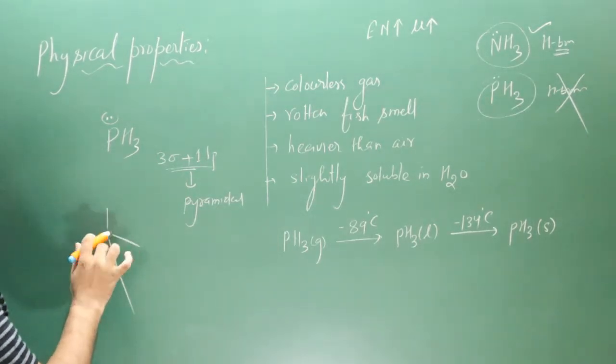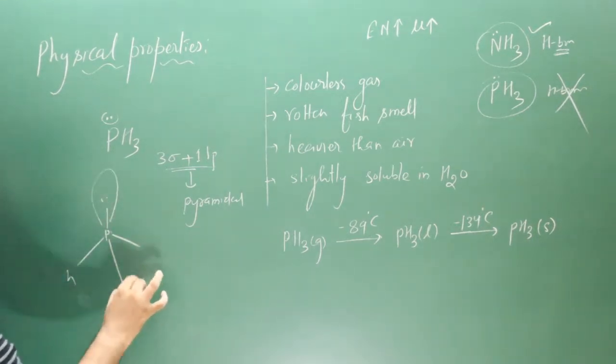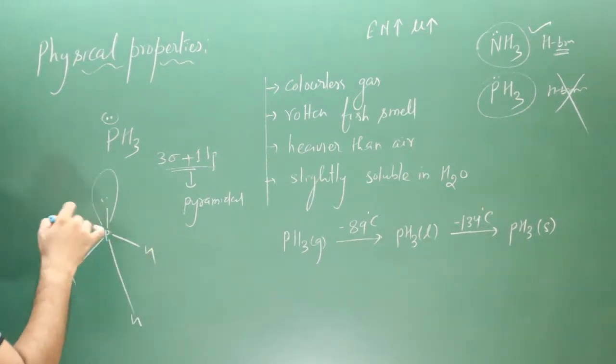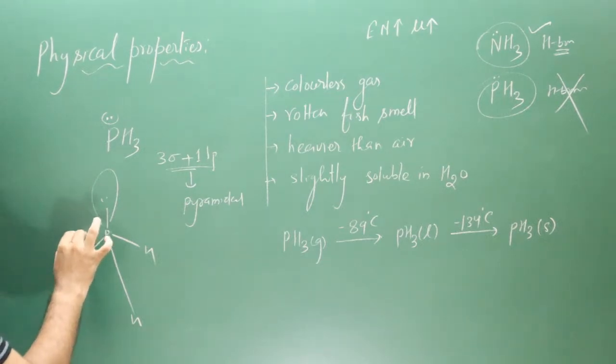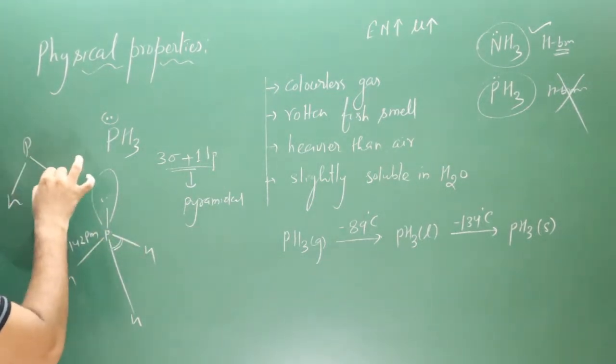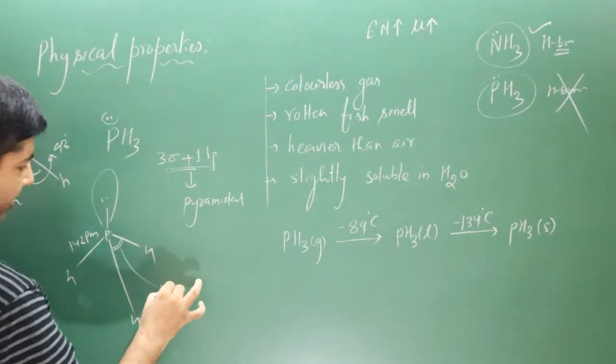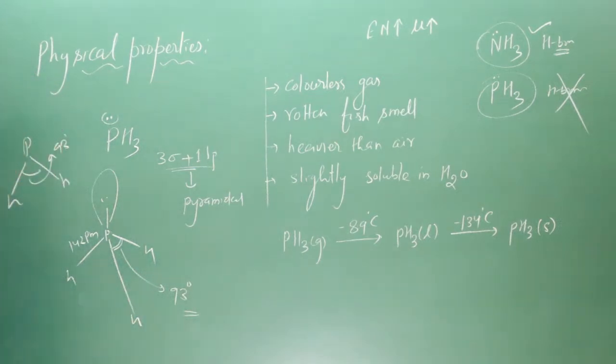At the center you can put phosphorus. This is the lone pair. We have hydrogen. Bond length between phosphorus and hydrogen is 142 picometer, and this bond angle is what? 93 degree. Okay, so these are the physical properties of phosphine gas.